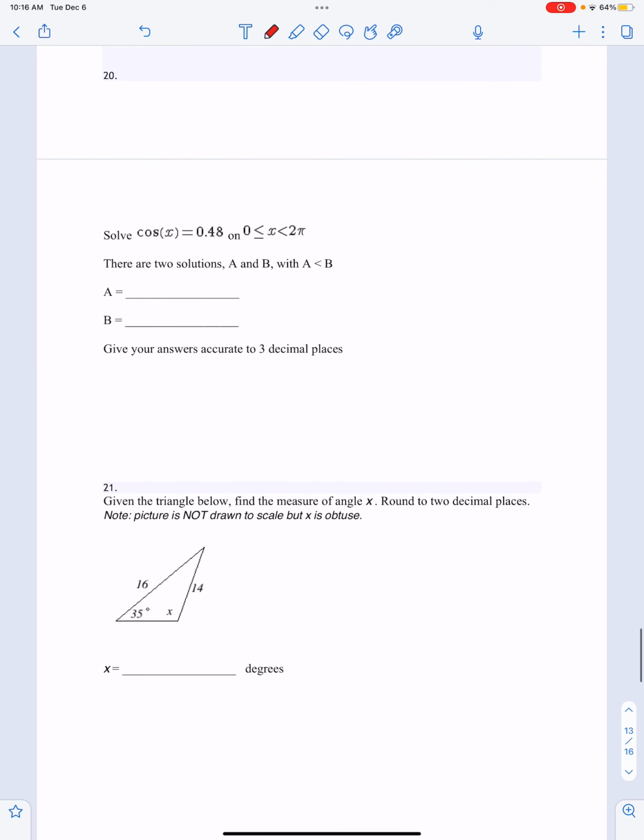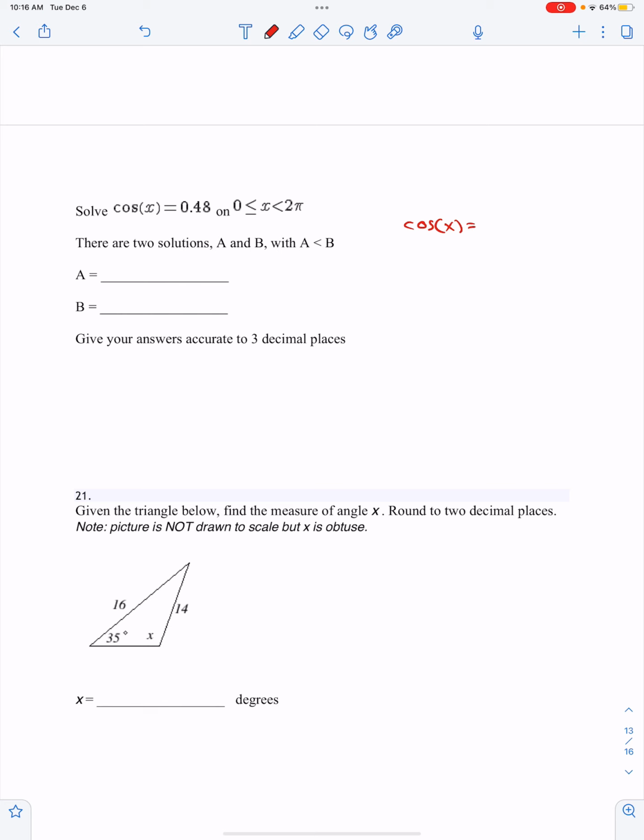Question number 20. I need to solve this equation. So I have cosine x equals 0.48. I need to work in radians mode. So x is equal to the inverse cosine of 0.48. I'm going to change the mode to radians mode because of this. So the inverse cosine of 0.48, x is equal to 1.07 radians. That is the first angle.